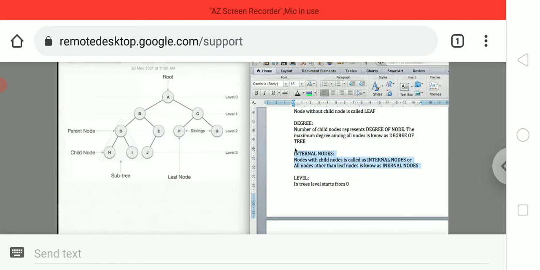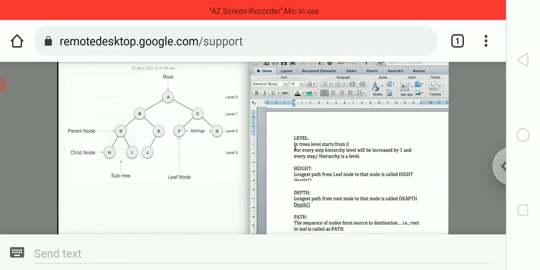Next, level. So in a tree, level starts from 0. That means here we have 4 levels. So in this example you can see level 0, level 1, level 2 and level 3. Actually we have 4 levels, but the level value starts from 0 only. That's why we have levels 0, 1, 2, 3.